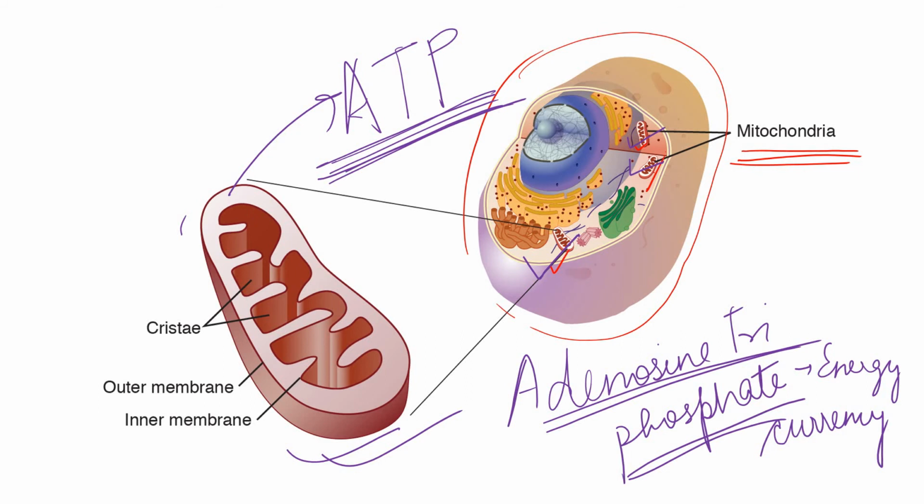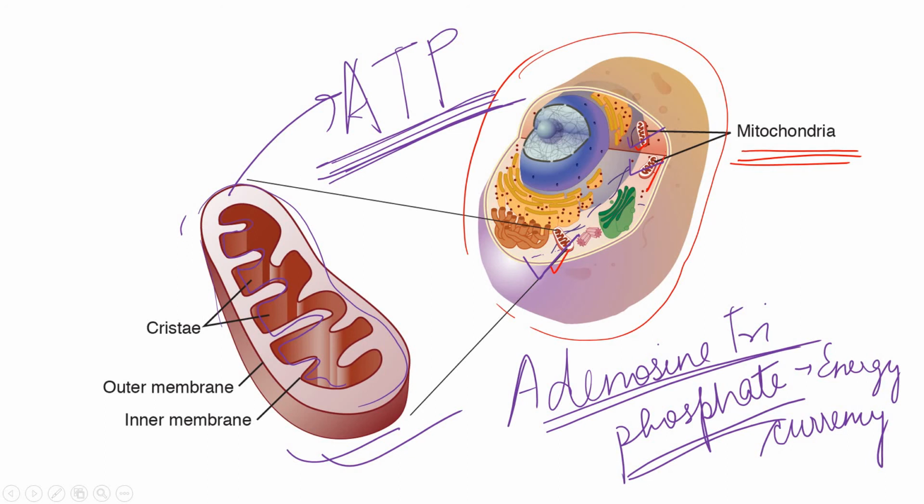So you can see that it's a double membrane structure, but the outer membrane obviously needs to be porous, right? Porous, only then all the energy material can come out. And the inner membrane, you can see that it is folded, right? The inner membrane is folded. Fine. So that is the thing.